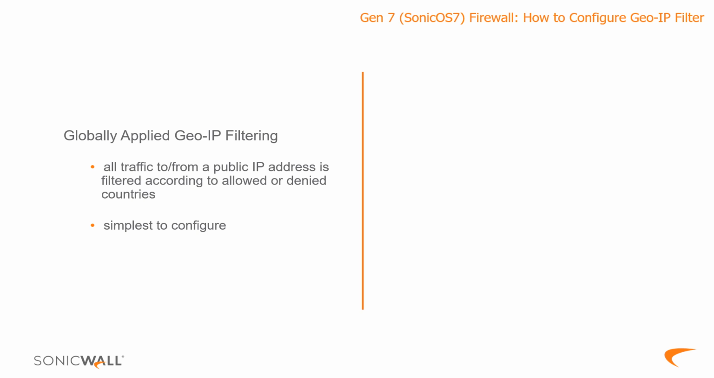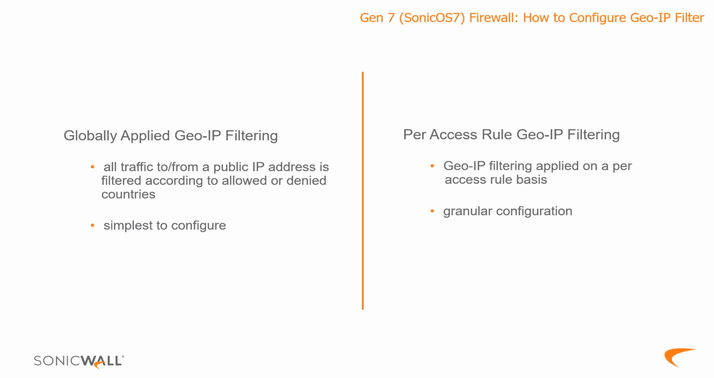And then the second way you can apply Geo-IP filtering is on a per access rule basis. So essentially, you'd be able to select different Geo-IP settings per access rule or per firewall rule. And like I said before, you can apply these methods together or on their own. You'll see what I mean shortly as we roll on in the video.